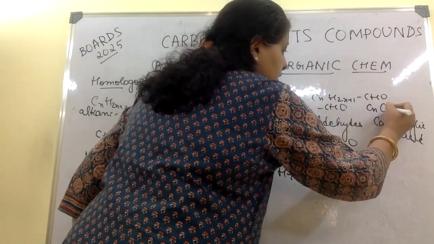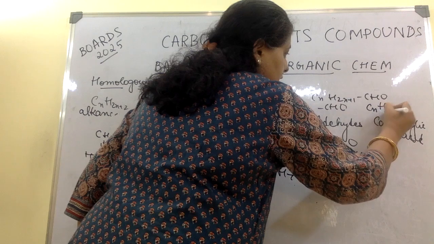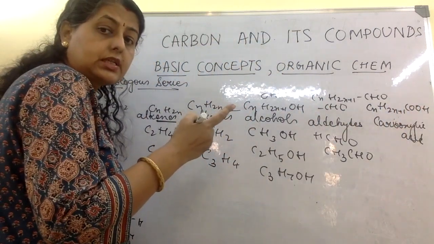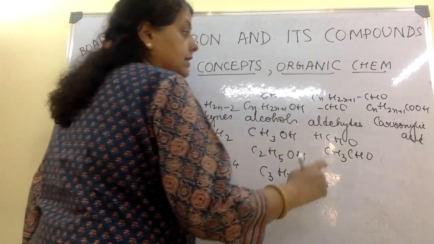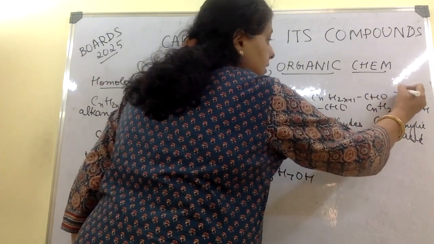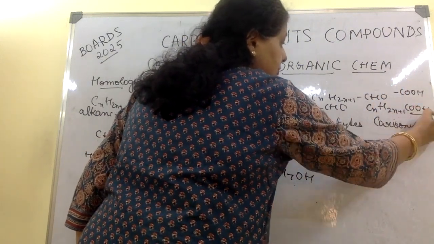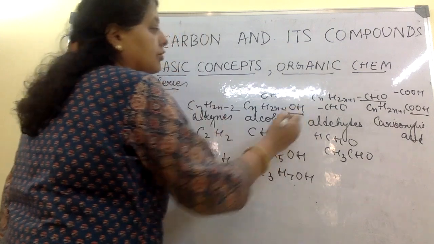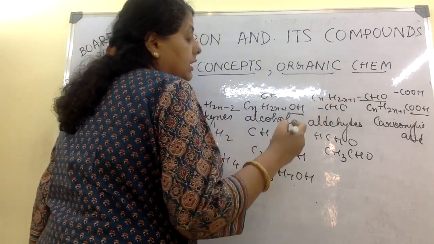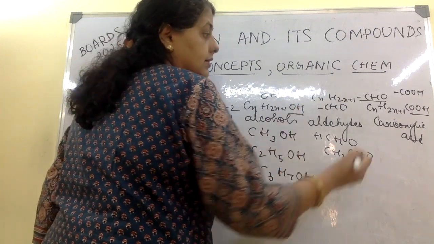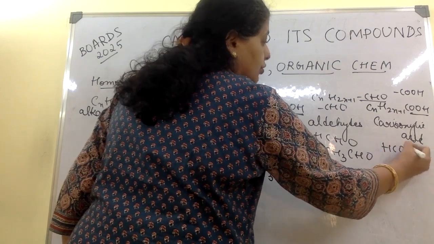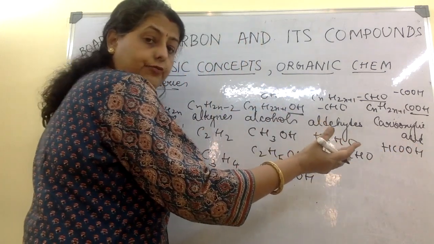General formula: CnH2n+1COOH. That is my general formula for carboxylic acid, and the functional group is COOH. You can see the functional group written like this. Okay, the functional group is COOH. Now, what is the first carboxylic acid? HCOOH. This is formic acid.